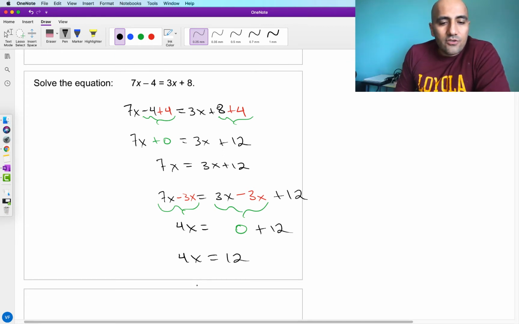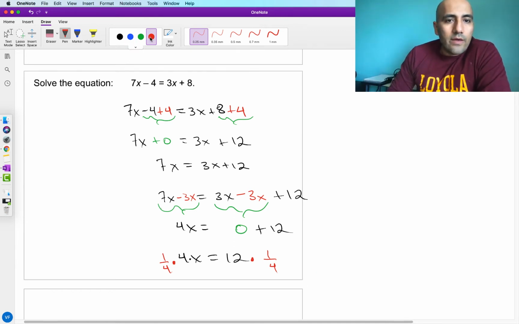Now, in this stage, you can either multiply both sides by the reciprocal of this factor, the 4, or you can divide both sides by 4. They both mean the exact same thing. So I'm going to multiply this side by 1 divided by 4, because I know that that will reduce to 1. Whatever operation you do to one side, you must do to the other. So I'm going to multiply the other side by 1/4.